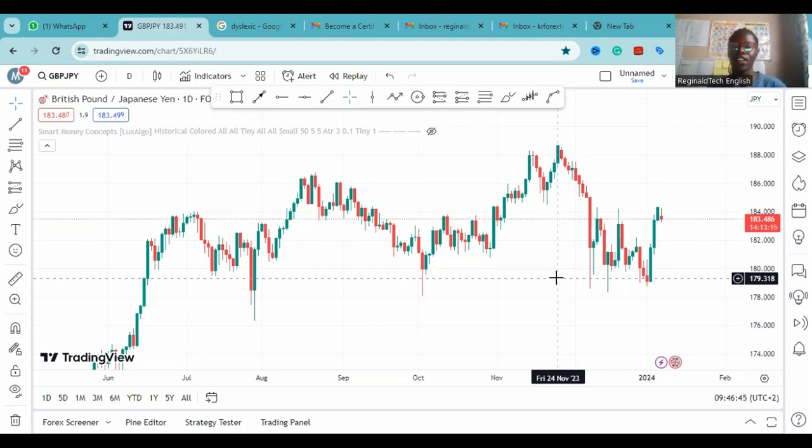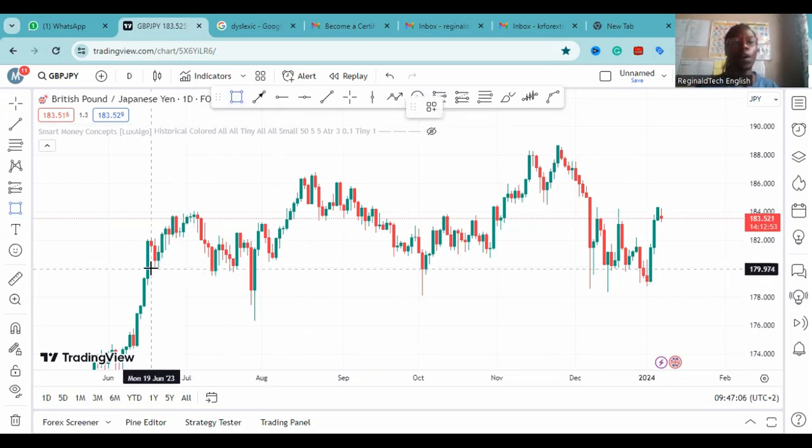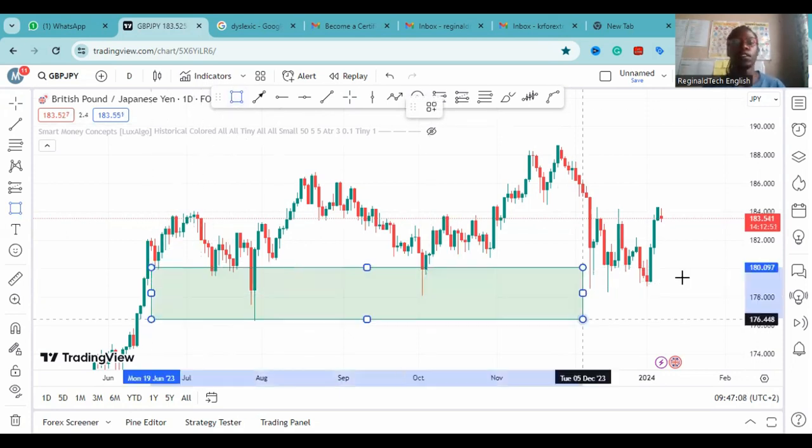Okay, today we are looking at GBPJPY on a daily time frame. We can see that the market is still consolidating at 183.400. First and foremost, we are going to analyze on a daily time frame, and firstly, how are we going to analyze this?